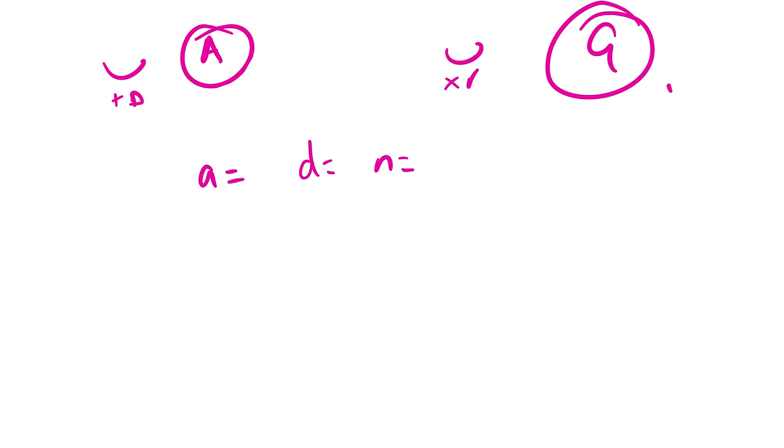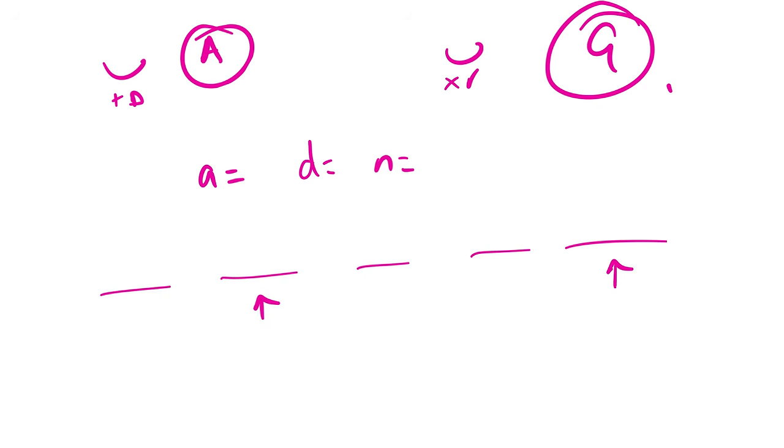Sometimes people overcomplicate things. If it says the second term is something and the fifth term is something, literally do this. This is your second term. This is your fifth term. It's actually easier to see, like if it's plus D, plus D, plus D.